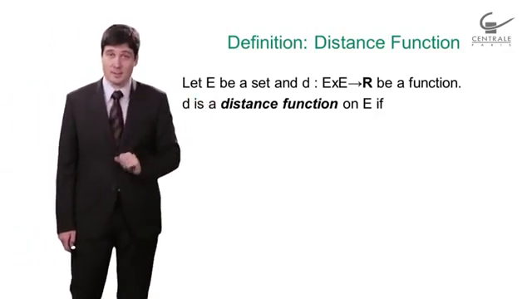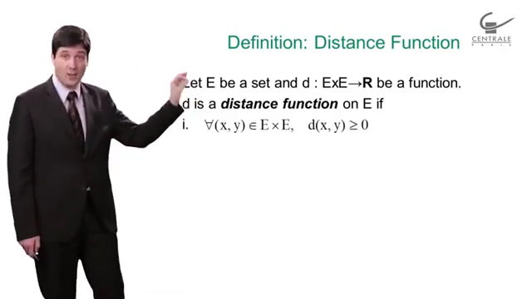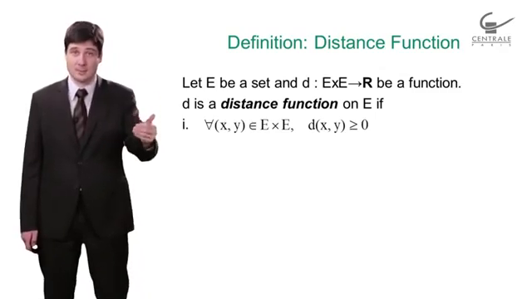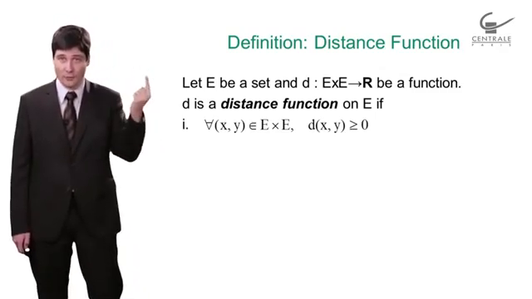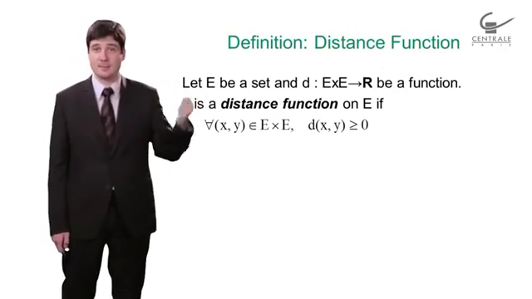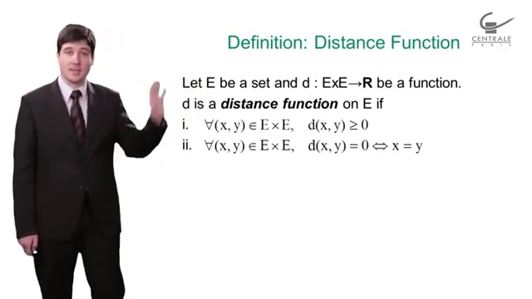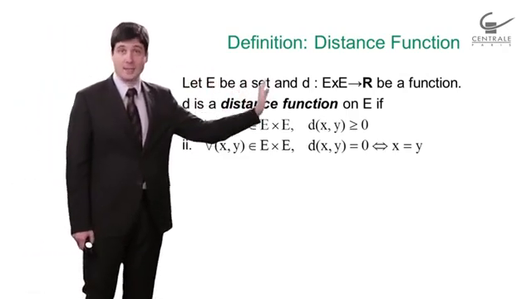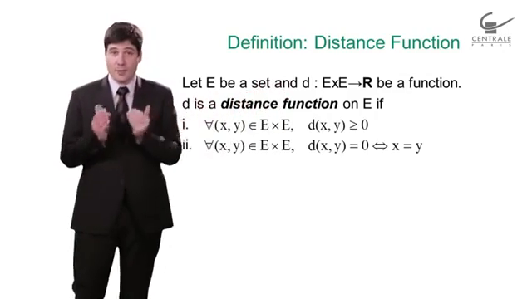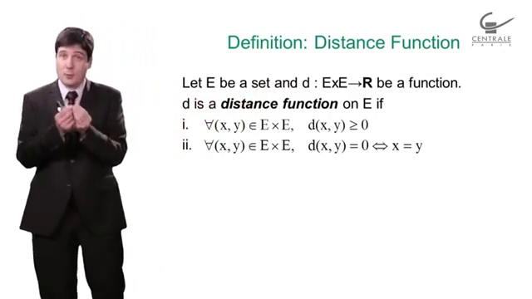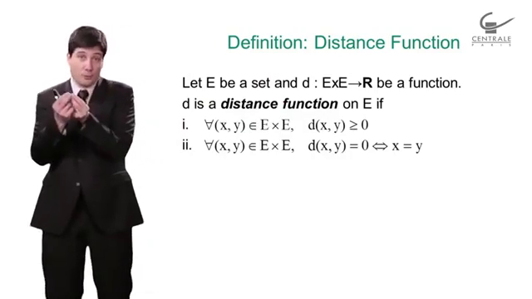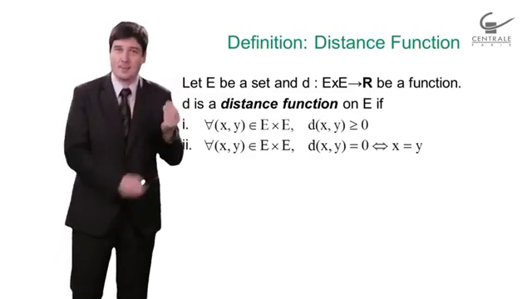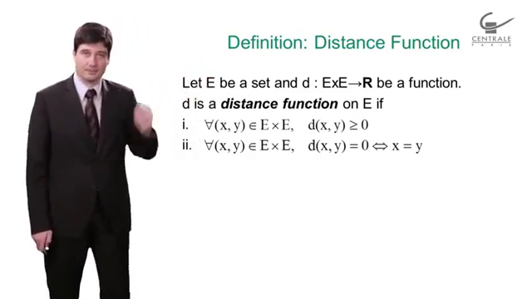The first one is that for any x and y in E, the distance is positive. You do not have a negative distance. So first requirement, D needs to be positive. Second requirement is that D of x, y equals 0 is equivalent to x equals y. If you think about it, this means that for the distance to be equal to 0, you need both points to be actually at the same place. So it kind of makes sense with the word distance.